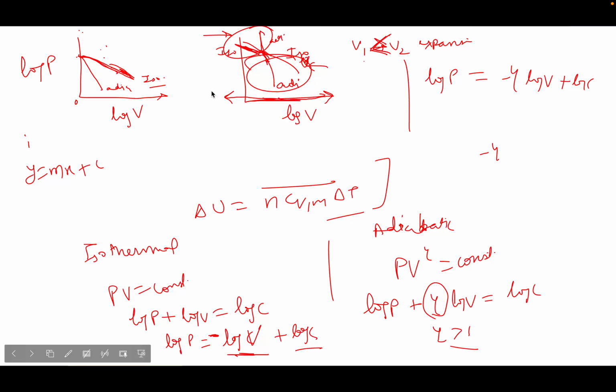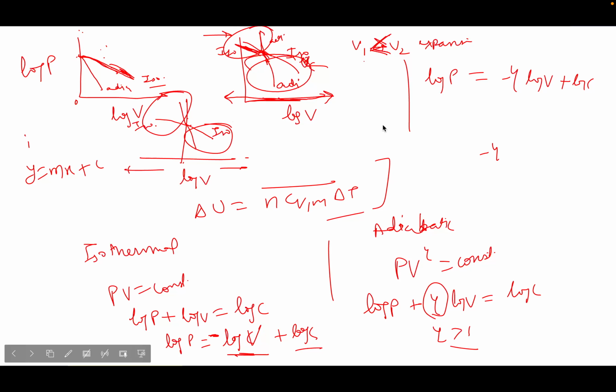It means if we plot an axis like this, this is log V, this is the positive side and this is the negative side, so this will be like this only. This is for compression, this is for expansion. Iso above in expansion, iso below in compression.